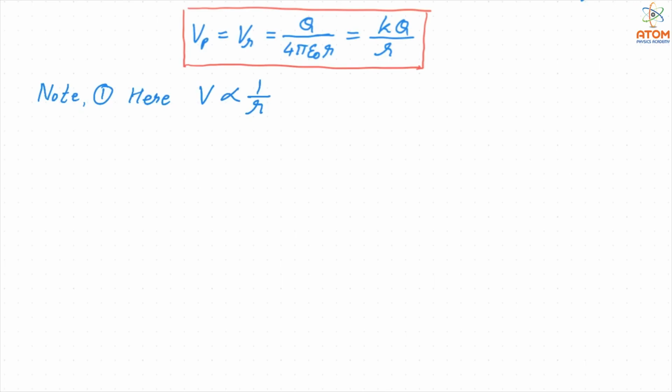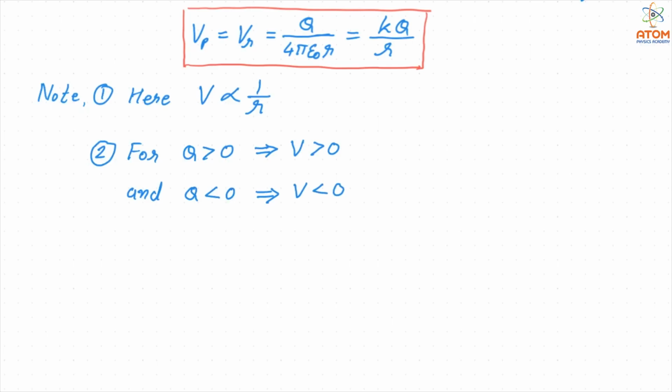You know, the electric field of a point-like charge is proportional to 1 upon r square, but the potential of a point-like charge is proportional to 1 upon r. The second thing to be noted is, for q greater than 0, obviously the potential is also greater than 0, and for q less than 0, the potential is also less than 0.